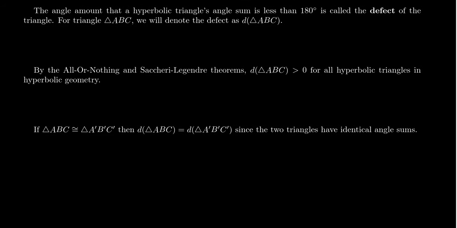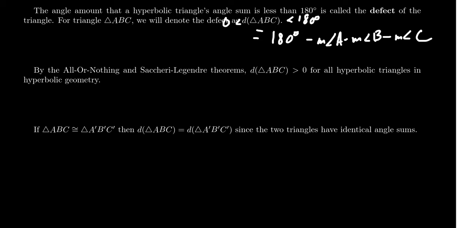Because of the all or nothing theorem and the Saccheri-Legendre theorem, we do know that the defect of a triangle has to be positive, that all hyperbolic triangles have an angle sum strictly less than 180 degrees. When we subtract that from 180, we get a positive number. The defect is going to be 180 degrees minus the measure of angle A minus the measure of angle B minus the measure of angle C. This can range anywhere from at smallest zero up to at most 180, and these bounds are never actually obtained by any triangles in hyperbolic geometry.